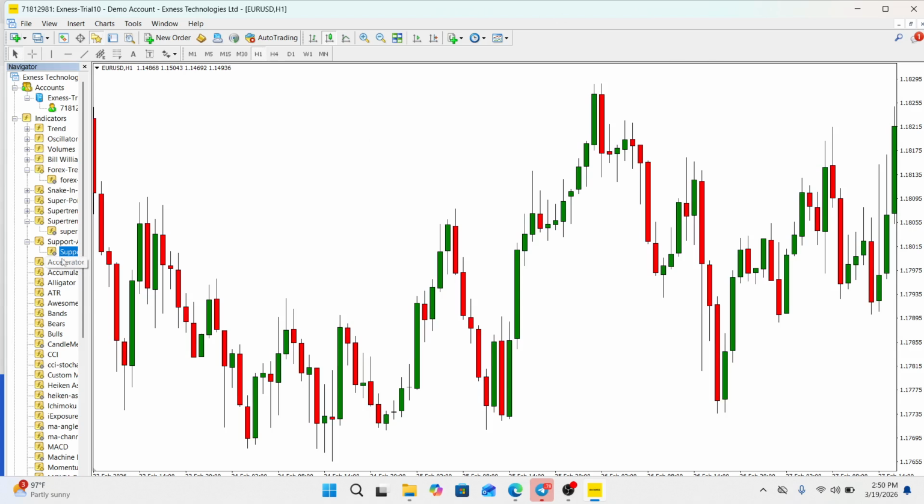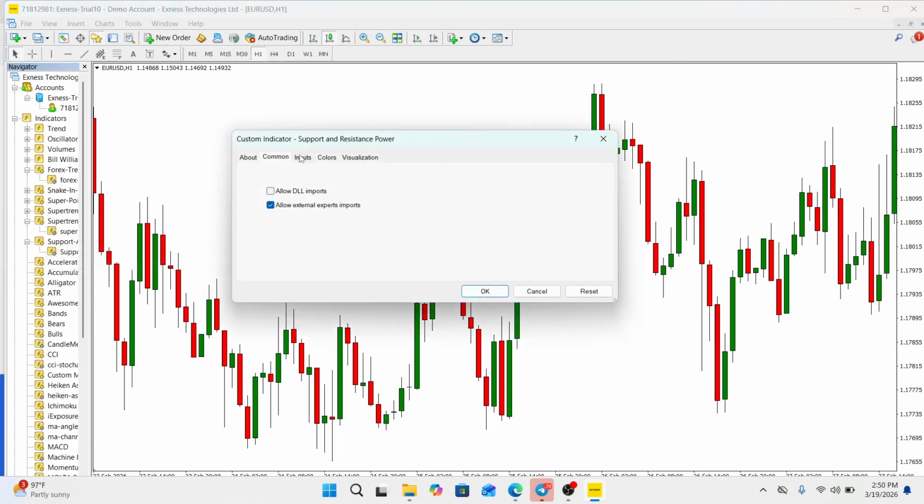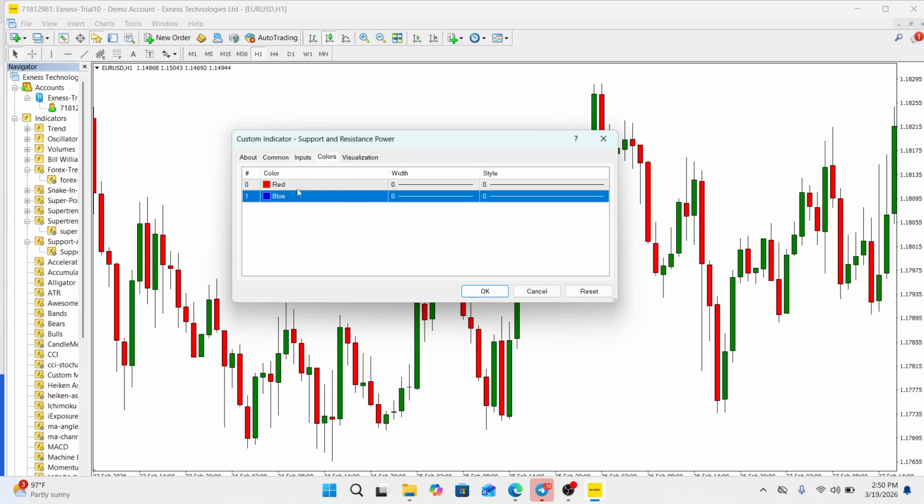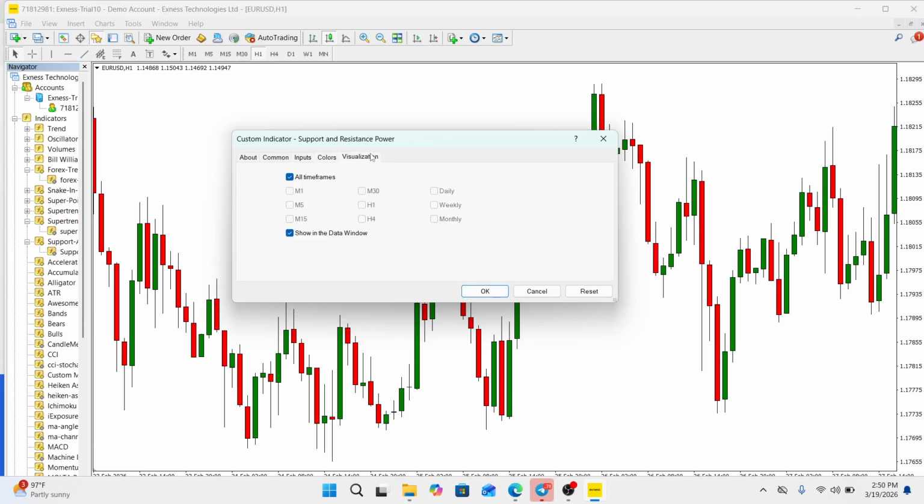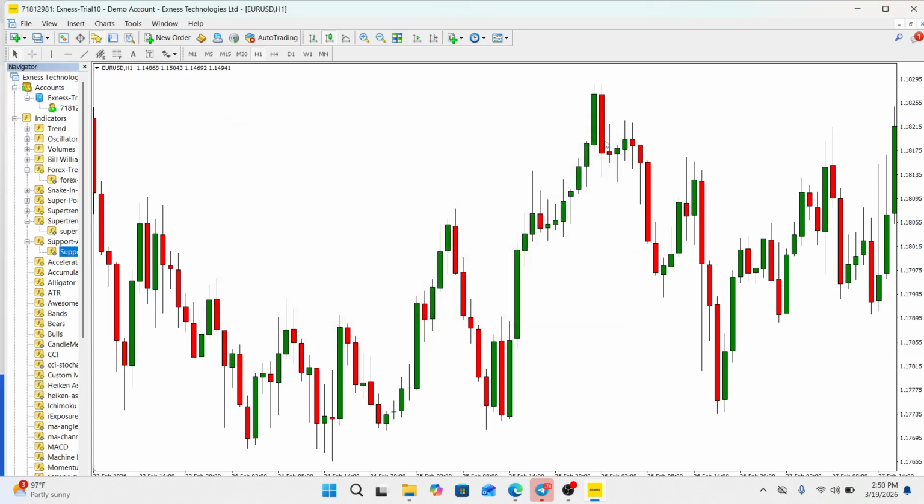As for the indicator settings, let's see what we have in the inputs. Alright, the customizable settings we have are the SR period and then the max bars. You can also customize the colors so it fits in perfectly with your MT4 chart theme, and trade on your preferred time frames as well.